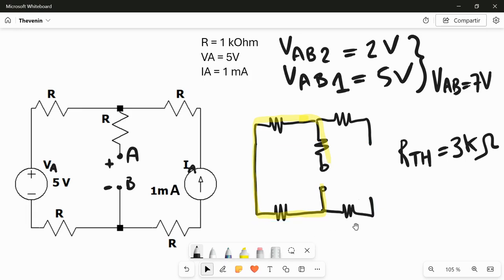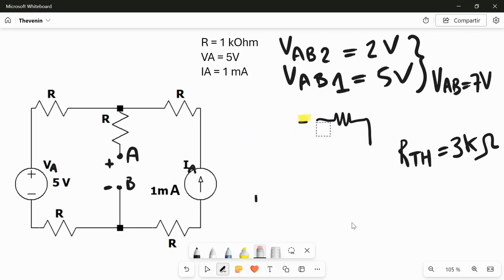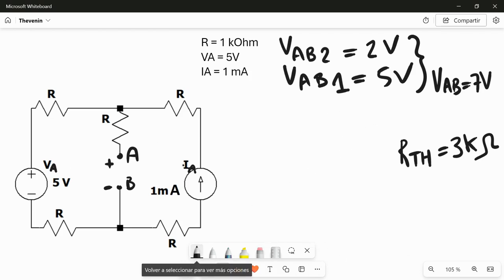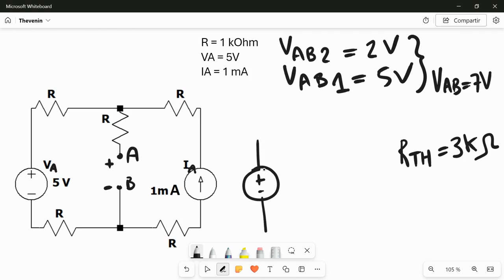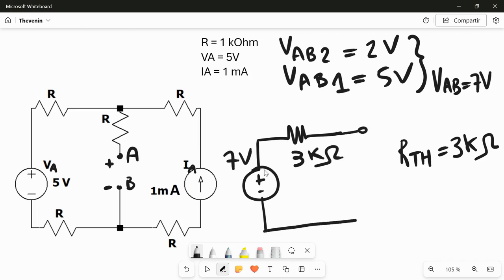So resuming all these calculations, we can say that the equivalent Thevenin circuit of this network, of this circuit here on the left, is equal to a voltage source, which is 7 volt, and a series resistor, which is 3 kilo ohm. And we have resumed our complex circuit on the left with a much simpler circuit on the right.